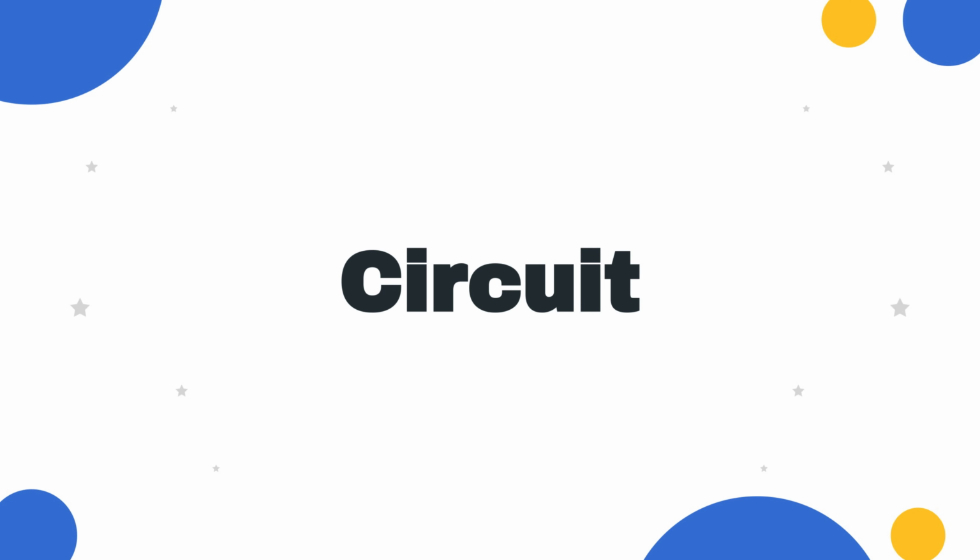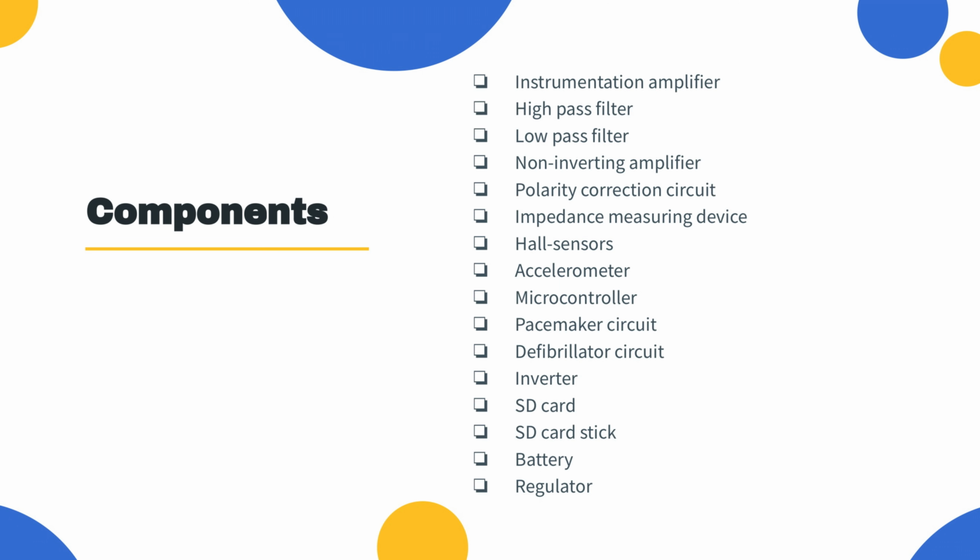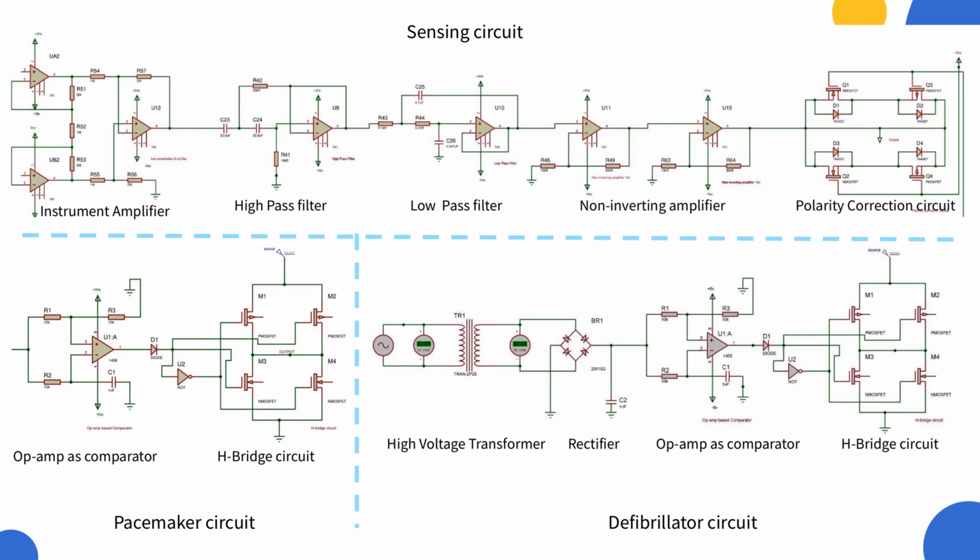About the circuit, these are the components that we include in the circuit. The first circuit is the sensing circuit. We will have three of these, forming three channels of signal with lead 1, 2, and 3. Noises will get filtered out by the high pass filter and low pass filter. After that, the non-inverting amplifier will amplify the signal, and before getting into the MCU, the polarity correction circuit will play a role.